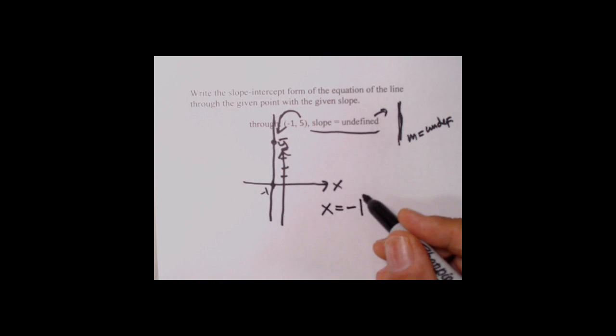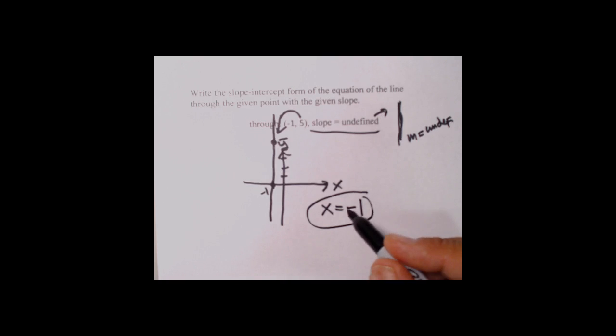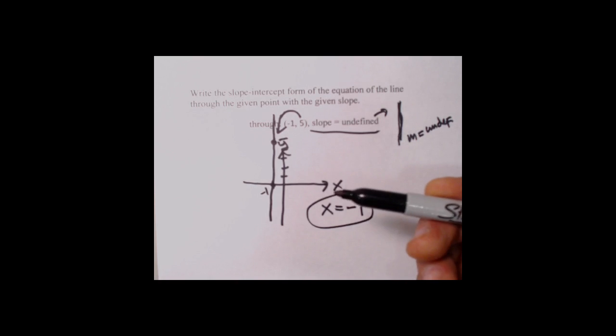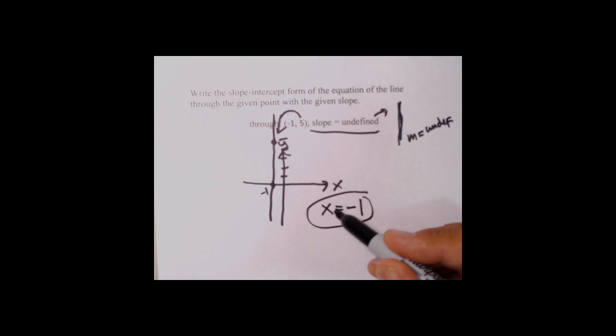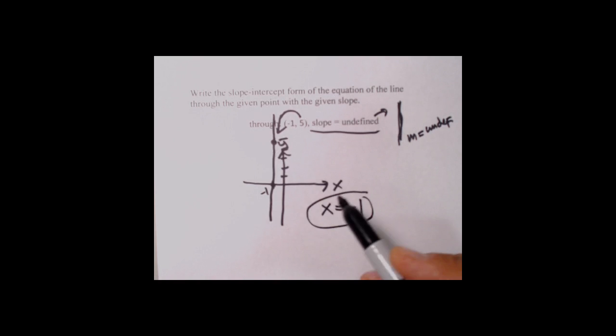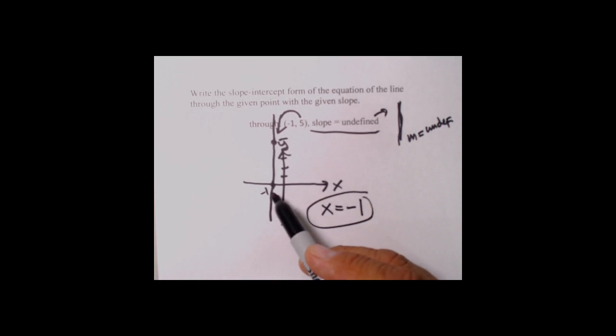So, very easy then to come up with what the equation is. Remember, if the slope is vertical, undefined, or horizontal, 0, you're only going to have one of the variables, and the easiest way to see this is just to graph the thing and then say, okay, how would I give the equation for this? Well, x would equal -1. Special cases like that, you always want to look for slope being undefined or slope being 0.